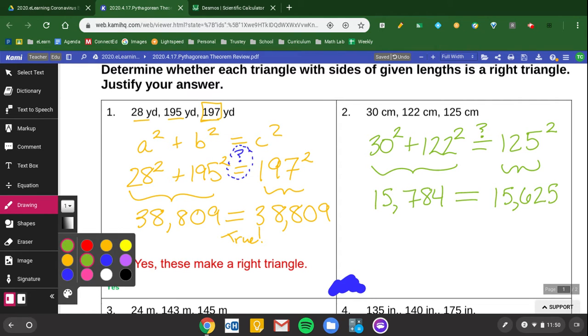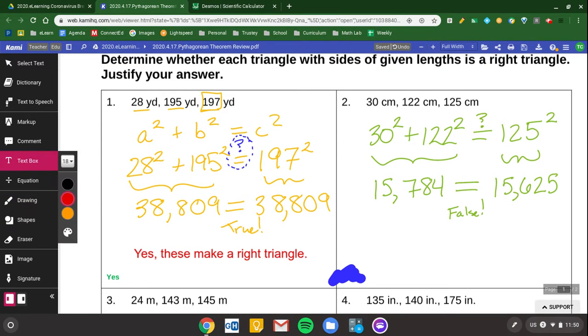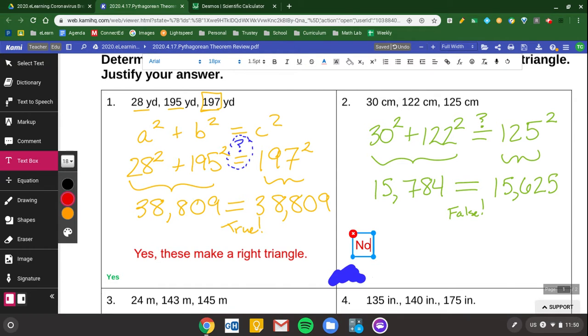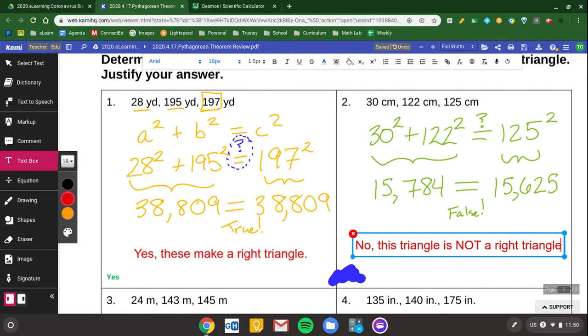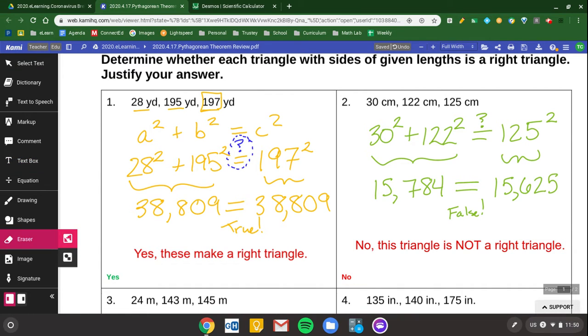So if I were to write that, I would say, no, wait a second. That is not a true statement. So then I go off to my text box and I write, no, this triangle is not a right triangle. And going to my eraser, I erase that just to check myself. At this point, you may continue on with the video, or what I would do is I'd press pause and go to my own paper and begin writing.